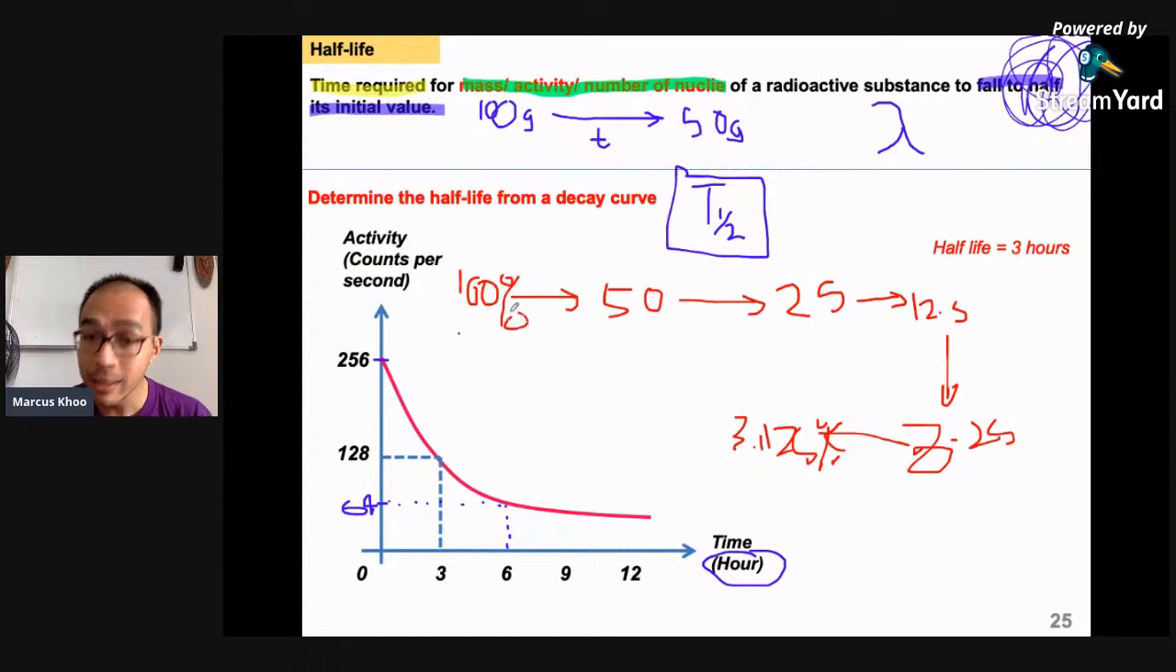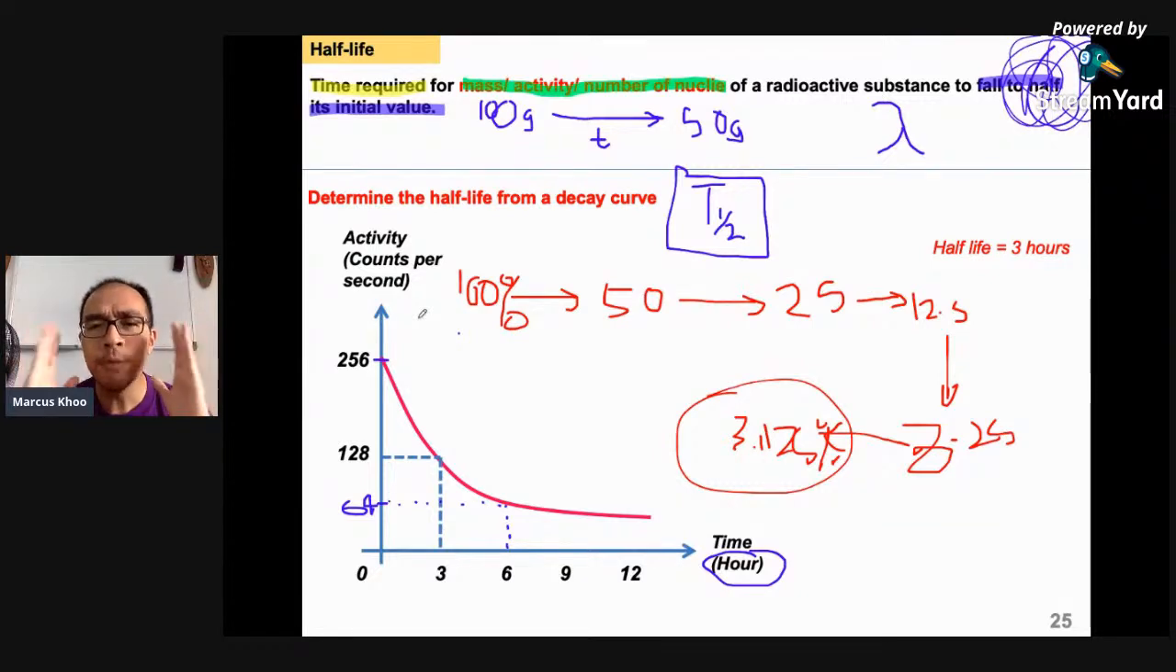Sorry, I was using percent from the beginning. Still counts. I don't know how much my original, all I know is, originally I had 100% of the radioactive substance. After 1, 2, 3, 4, 5, after 5 half-lives, I will only have 3.125% of the original substance left. That's also another way to count it. So there are many ways of looking at it. But the main point is this.